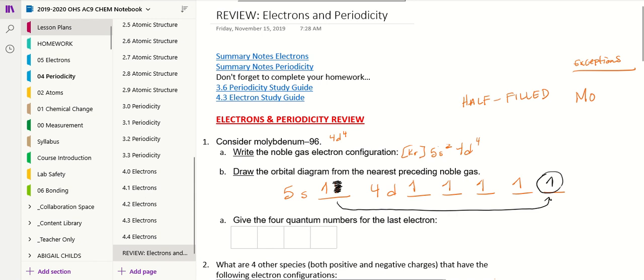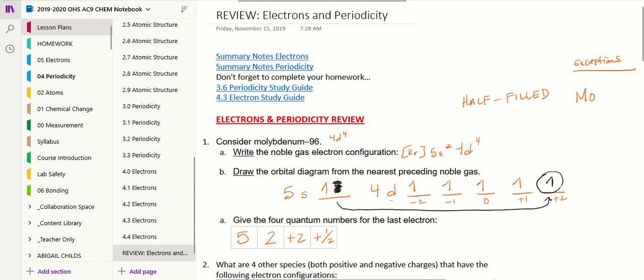Now, what are your 4 quantum numbers here? Energy level is 5. Your sub-level is d, so that's number 2. Your orbitals, 0, plus 1, plus 2, minus 1, minus 2. You filled into which orbital? Plus 2. And is it spin up or spin down? So plus 1/2.